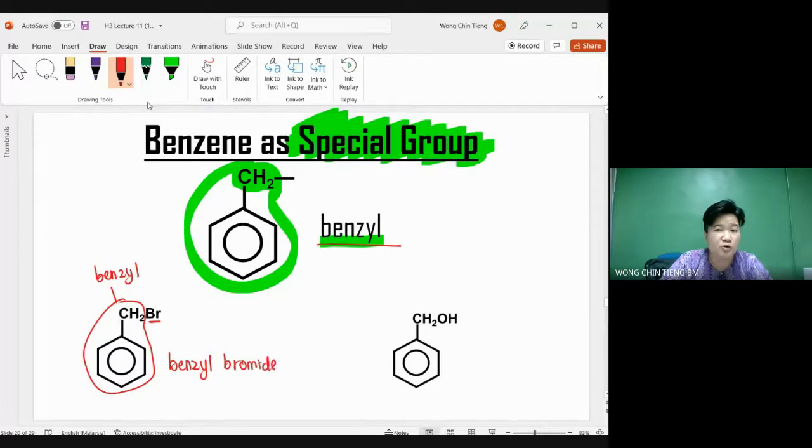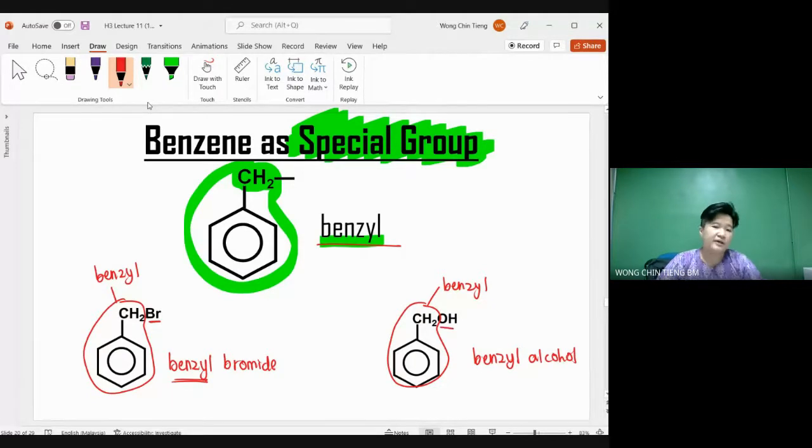Okay, it's a special group, benzyl, CH2. Sama juga, that is my benzyl. Okay, mesti CH2 sahaja ya. That is my benzyl. So this will become my benzyl alcohol. Tak ada apa. OH. Okay, so special group, bukan special name. Special group adalah CH2 benzene ring. That is the special group. Okay. Nothing much over here, just naming, a lot of naming. All right, any question for the naming so far?